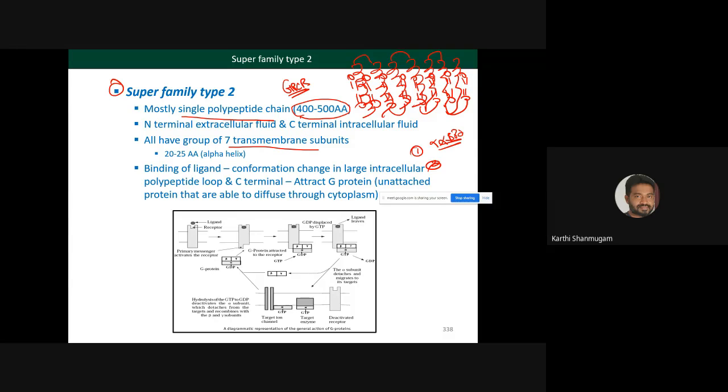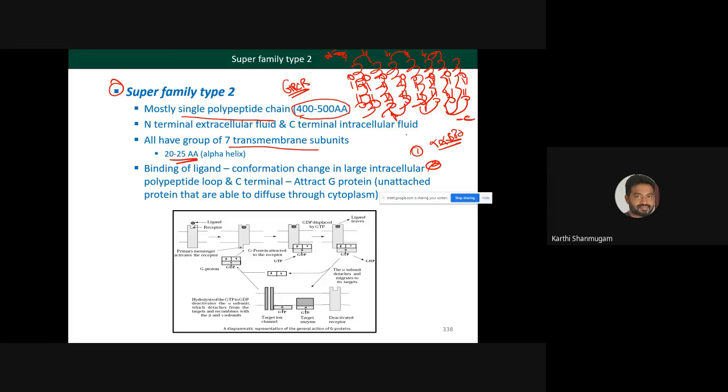So if you take each helix, there used to be 20 to 25 amino acids that form each helix, right? The first helix, if you count the number of amino acids, may range between 20 to 25. If you count for the second helix, it may range from 20 to 25 amino acids, right? So the N terminal is present in the extracellular region. If we assume this as the extracellular region, the N terminal is present here, and the C terminal is present in the intracellular region somewhere here.